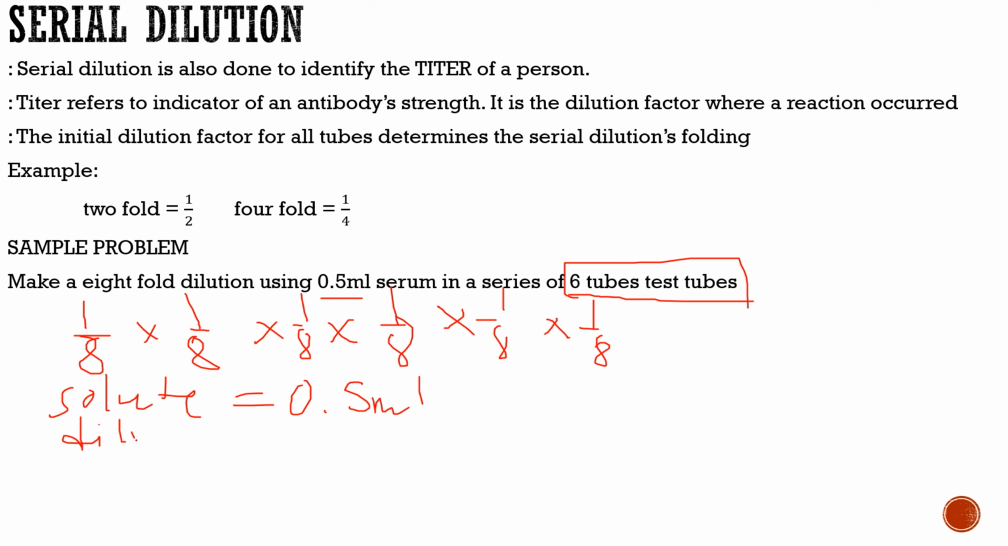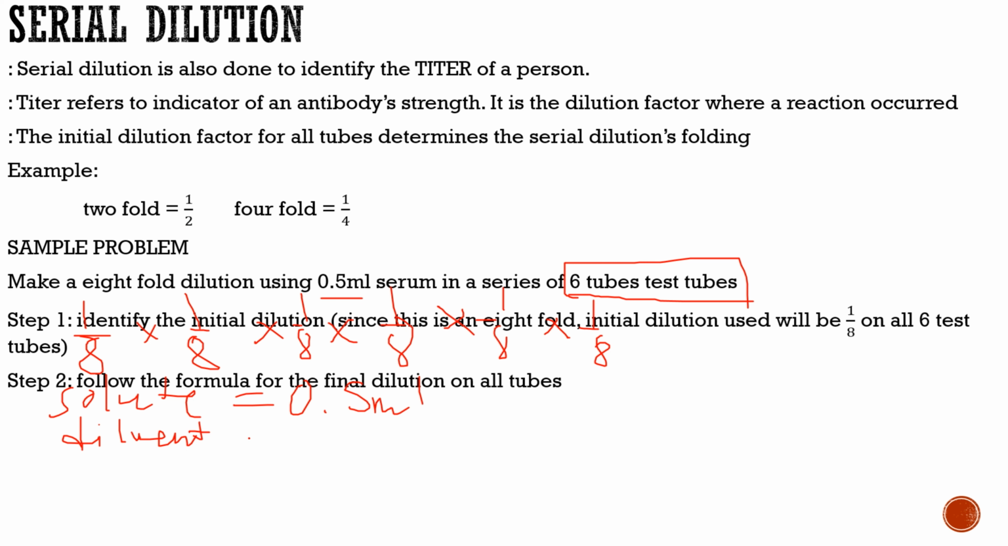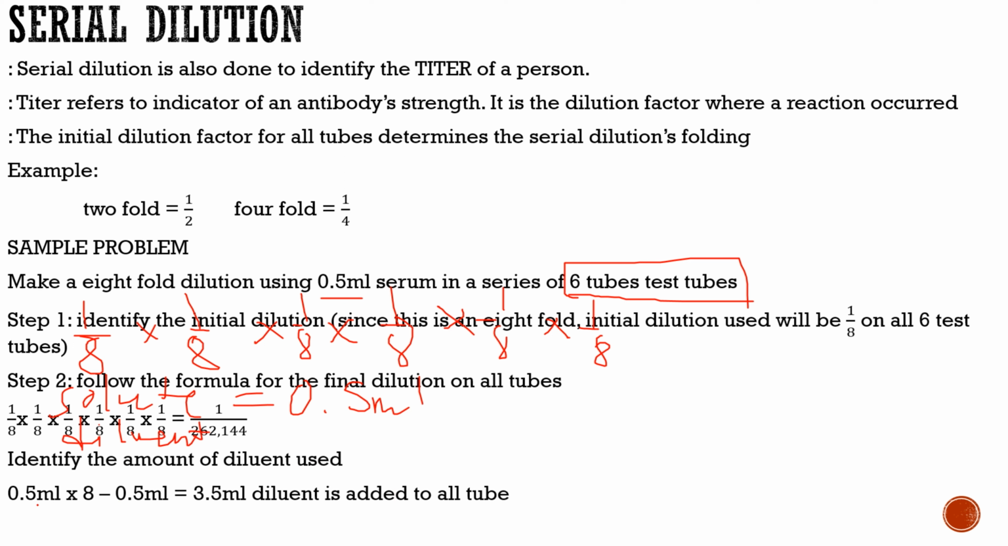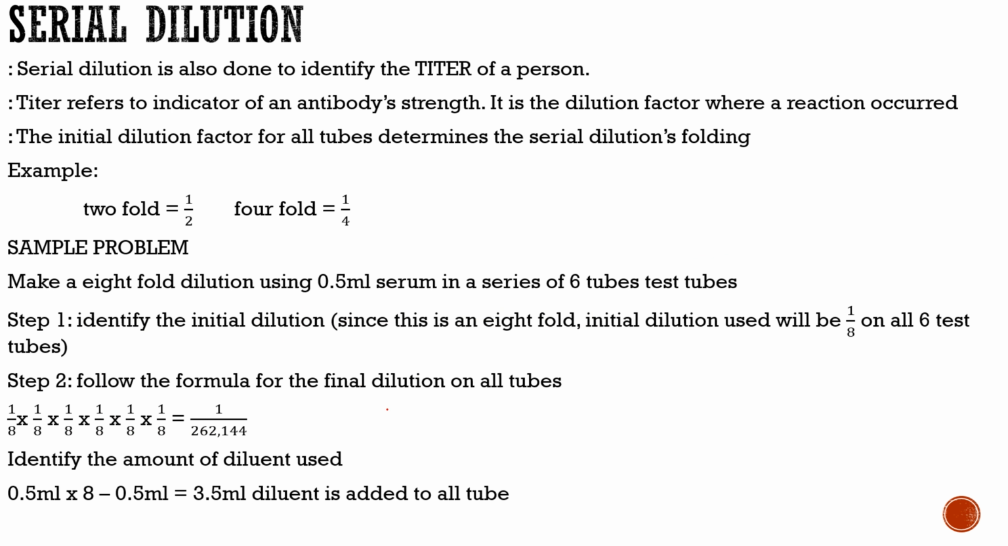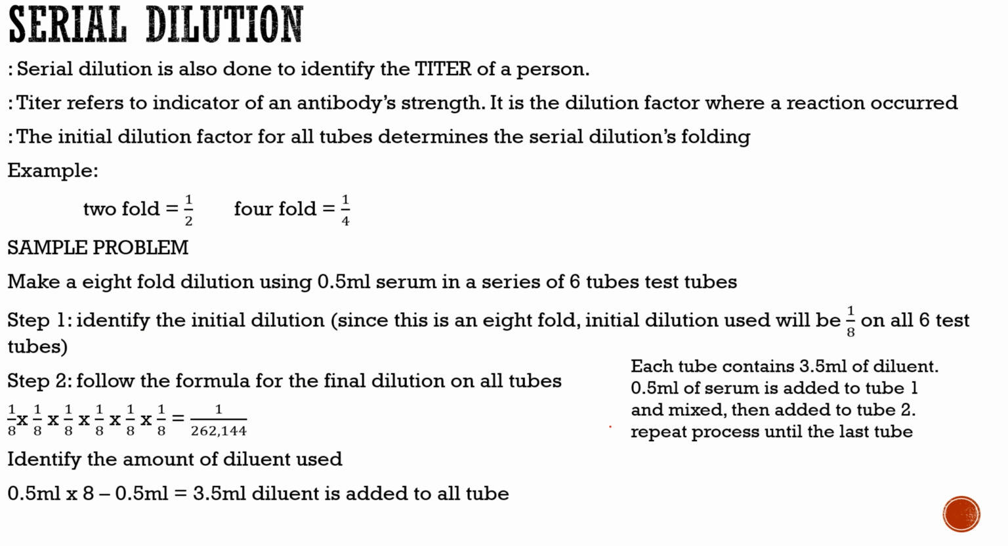How about your diluent? Again, ang formula ng diluent, multiply it by the total volume, then subtract it again by the solute. So, 0.5 times 8 minus 0.5. So, yan. 0.5 times 8 minus 0.5, you get 3.5 ml. So, that is the diluent added to all the tubes. Then, each tube would contain 3.5 ml of diluent.